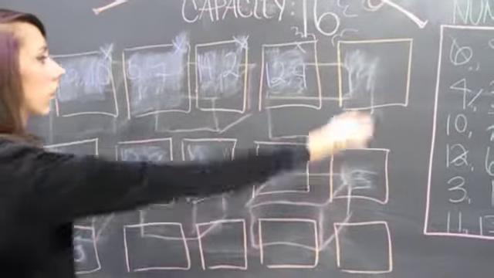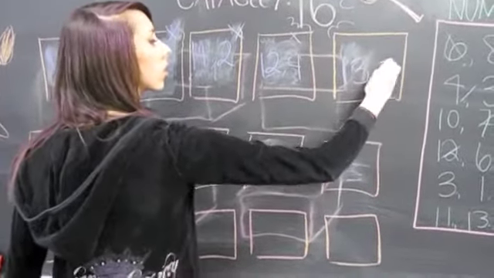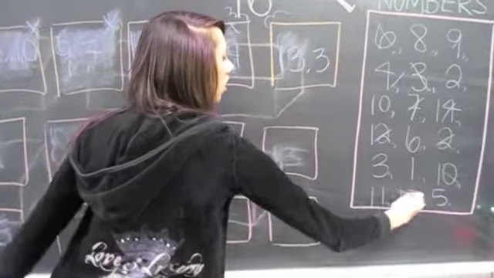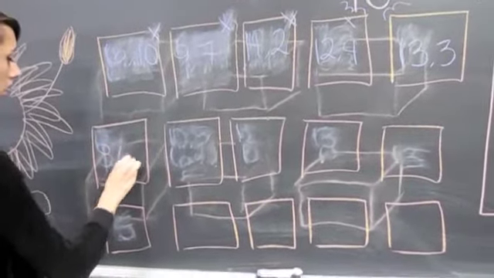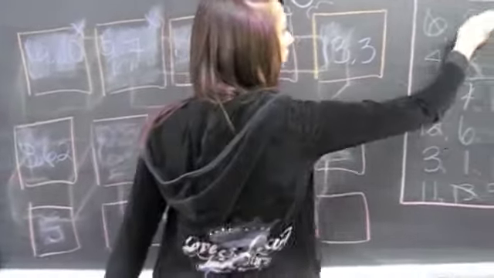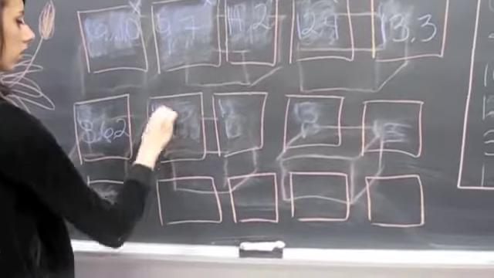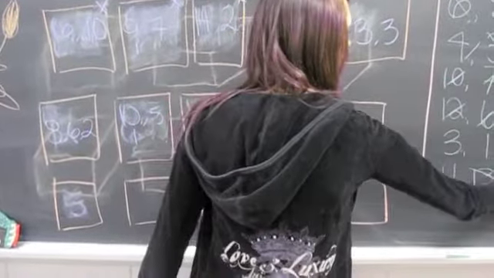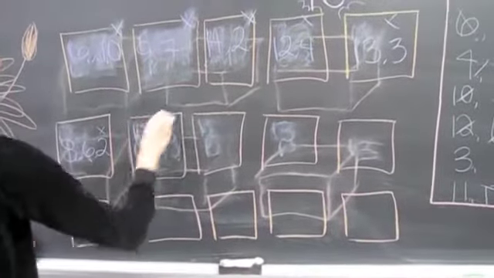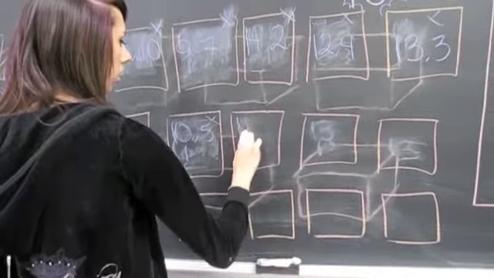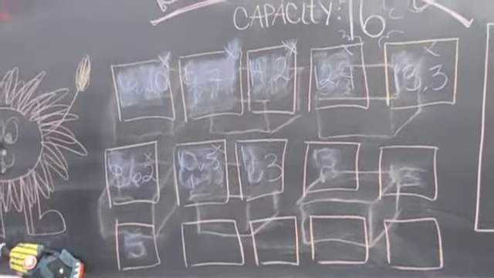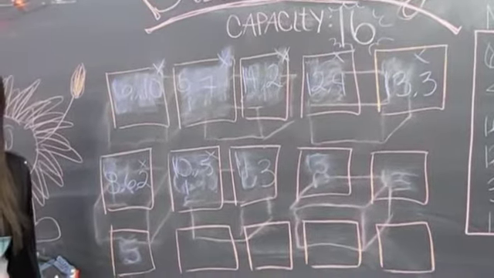And 13 and 3. Then 8, 6, and 2. The next one will be 10, 5, and 1. And they're all closed, all of the last ones. And then the last one will be 11 and 3, but that doesn't close up. So the number of bins is 8.